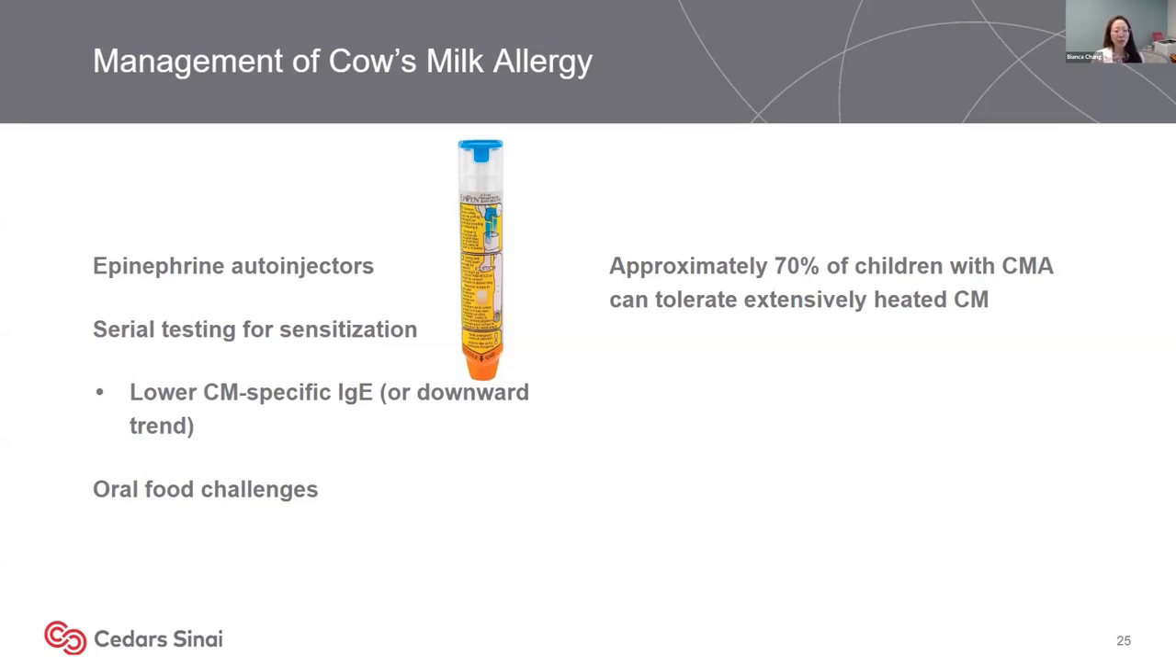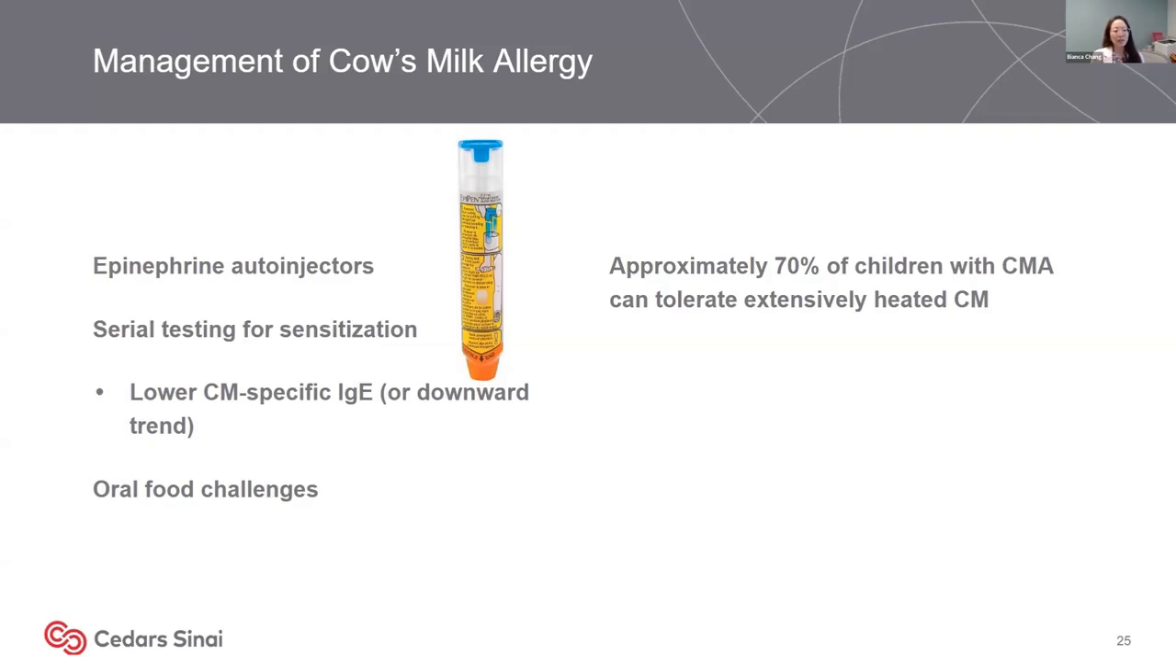In children, we know that children can grow out of it. So some pediatricians will do serial testing to see if there are lower IgE levels over time, looking specifically at that downward trend. And then if we think that the children are having less and less of these IgE levels, they can always give them some oral food challenges.